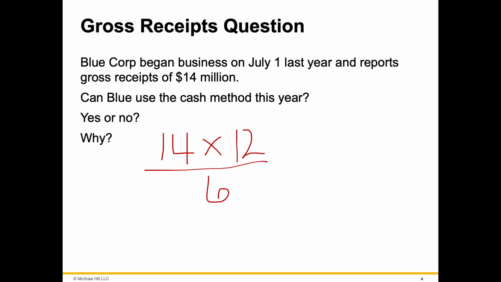So Bluecore's gross receipts of 14 million are below the $30 million threshold. And since it began its business last year, it doesn't have the full 3-year history. We're going to extrapolate that out to a full year. So 14 times 12 divided by 6 gives us $28 million. So yes, they can use the cash method this year.